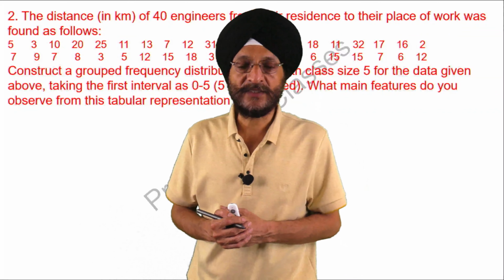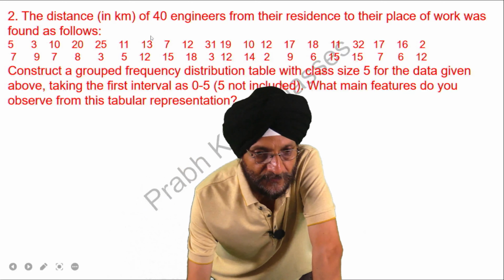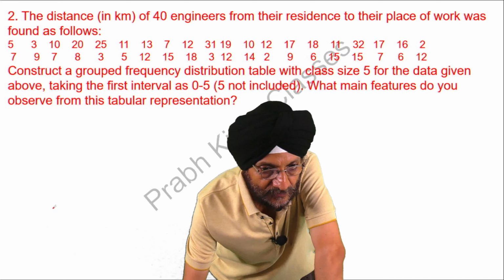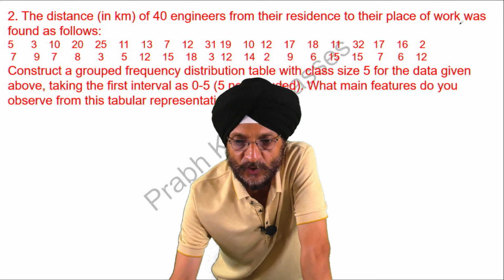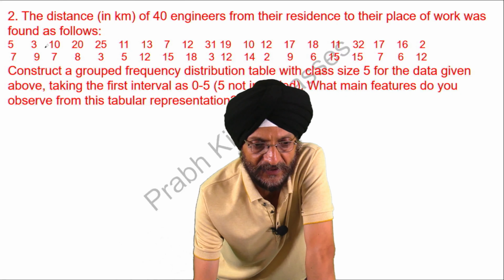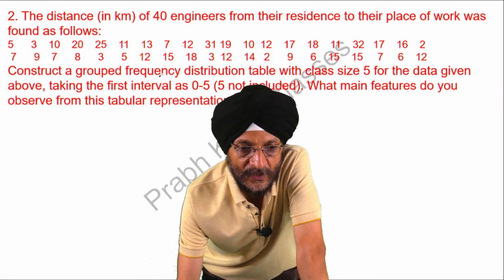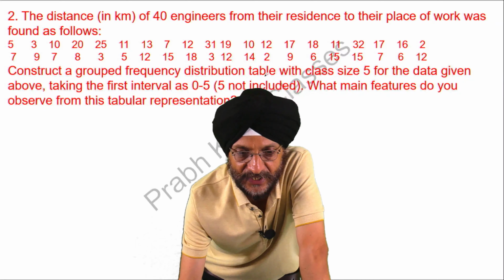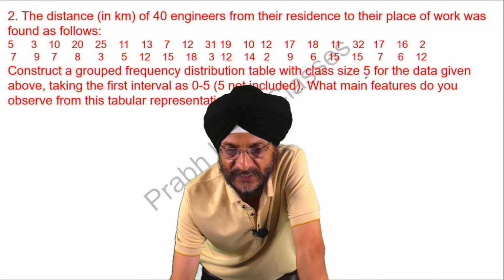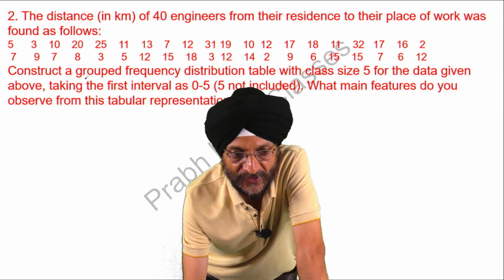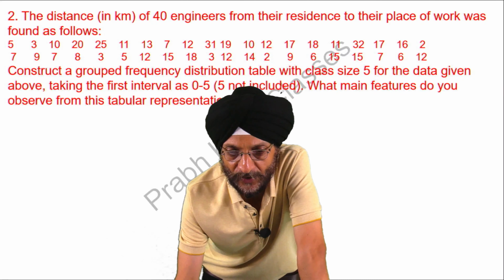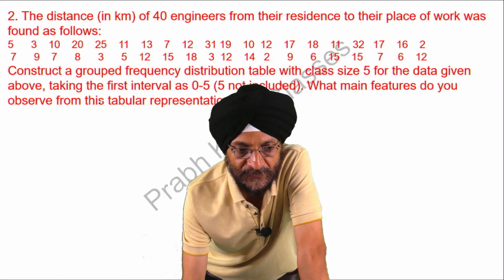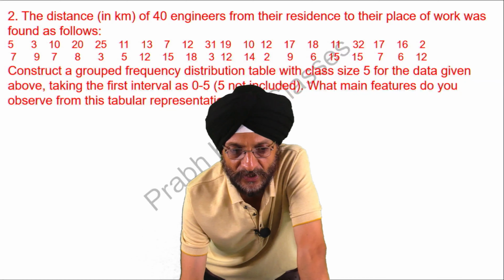Now the question before us is: the distance in kilometers of 40 engineers from their residence to their place of work was found as follows: 5, 3, 10, 20, and so on. Construct a grouped frequency distribution table with class size 5 for the data given above, taking the first interval as 0 to 5, 5 not included. What main features do you observe from this tabular representation?